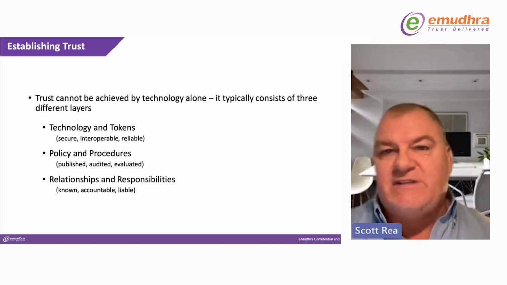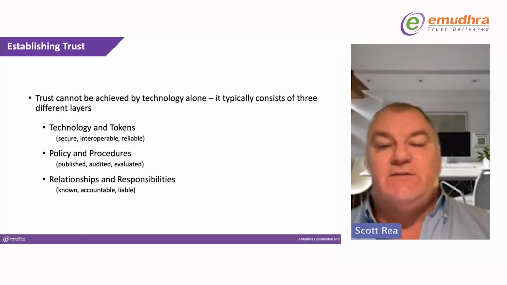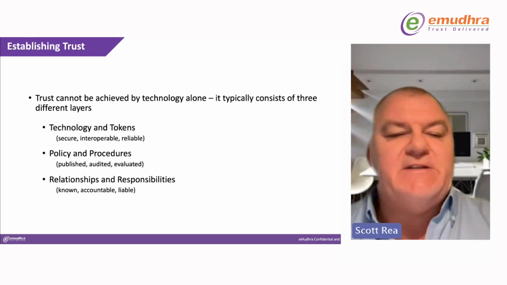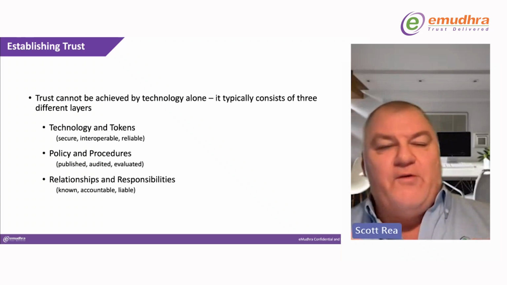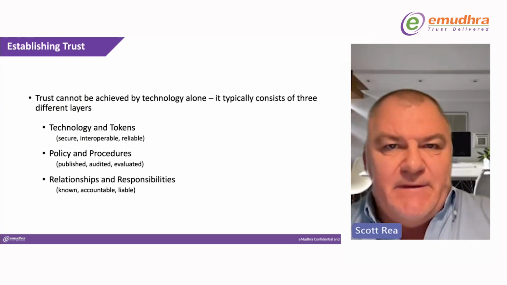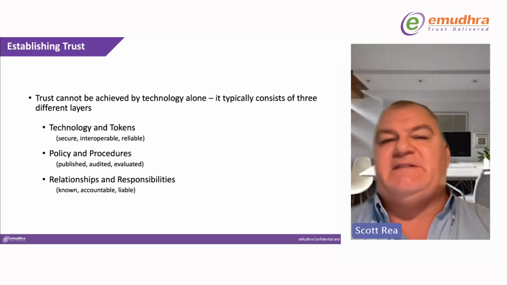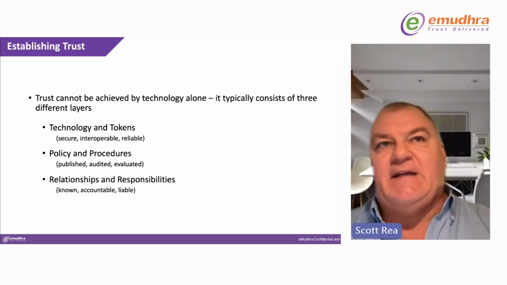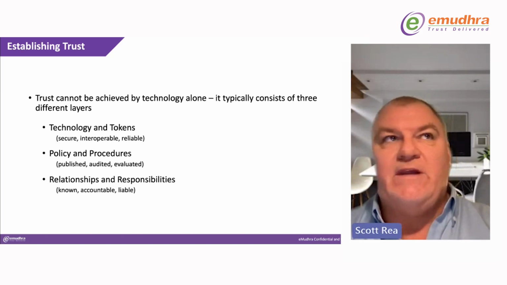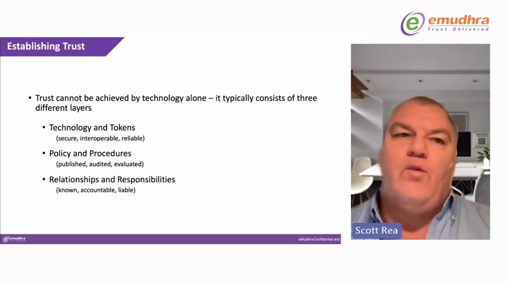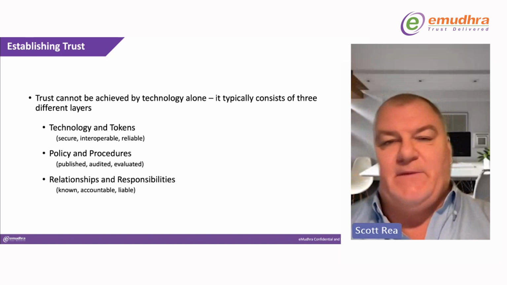When those policies and procedures are published and audited, they can be evaluated to decide whether you want to actually trust this organization or not. But even having those policies and procedures along with the technology and tokens that have been implemented, that's still not sufficient either. There still needs to be the relationship established between the parties and an understanding of what the responsibilities are. We live in a world where it's not an if something is going to go wrong, it's a when something is going to go wrong.